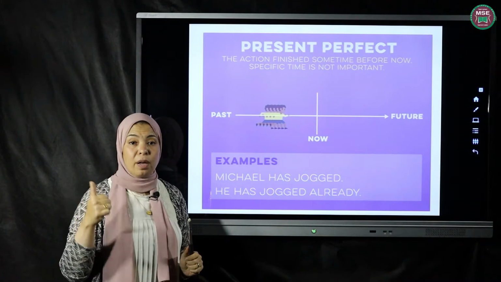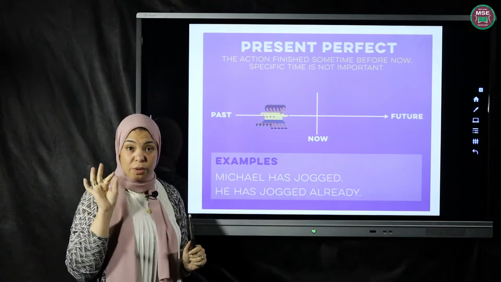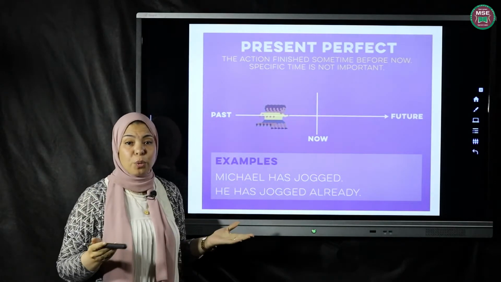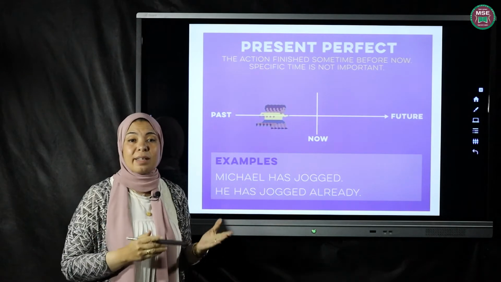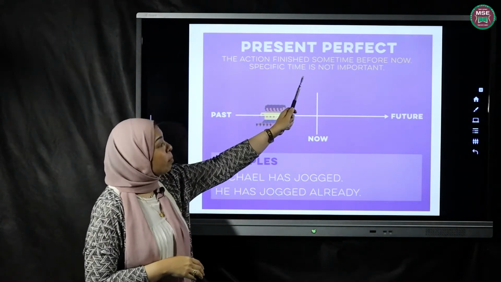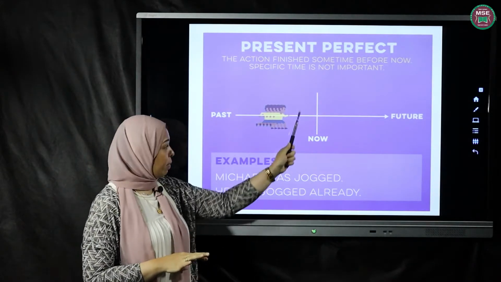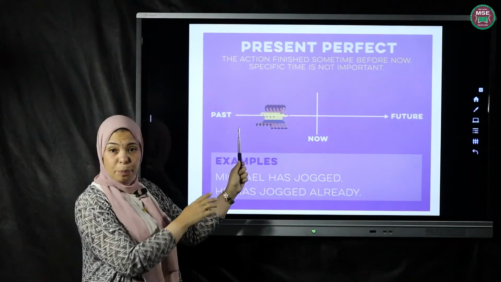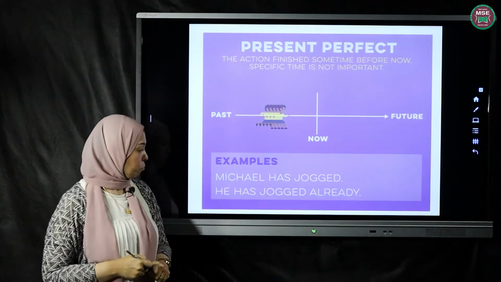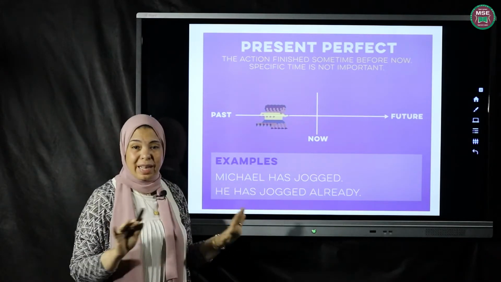The past simple, we know exactly when this action happened in the past. So the time is mentioned in the past. While here in the present perfect, it's not important at all to mention when exactly the action happened. So specific time is not important. As you see in the chart, this is the past time and this is now. So it happened recently and I can see the result in the present. Michael has jogged. He has jogged already.